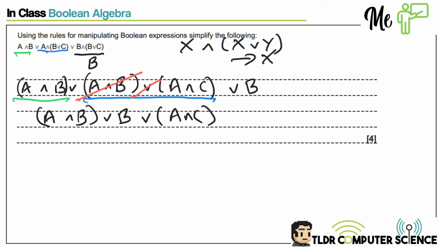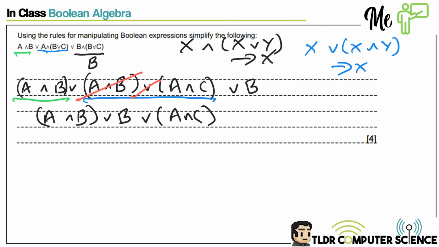Absorption rule. So here it was X or X and Y. But if you flip them around, it also works. So the absorption rule means that was the first way around. But if I write it in blue, it also could mean X or X and Y could also become X. And you see that's what's happening here. I've got the B on the other side, but that's what's happening here. So that becomes what? B.